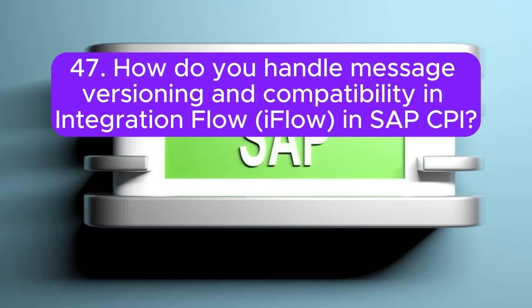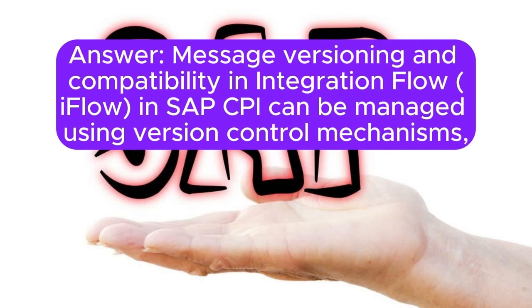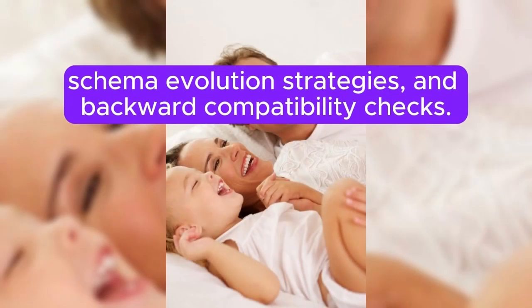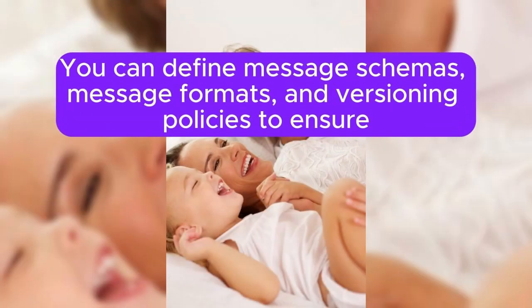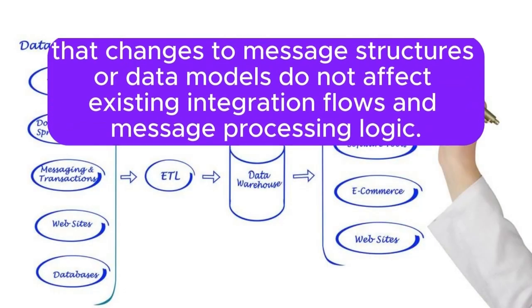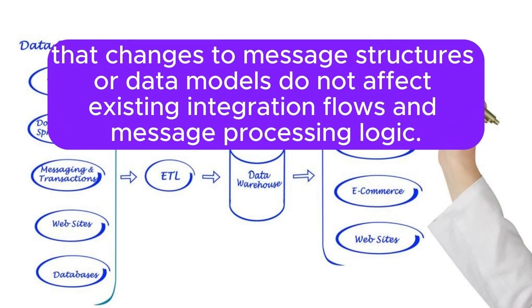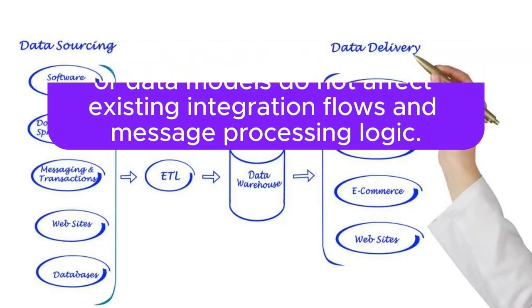47. How do you handle message versioning and compatibility in an integration flow (iFlow) in SAP CPI? Answer: Message versioning and compatibility in iFlow in SAP CPI can be managed using version control mechanisms, schema evolution strategies, and backward compatibility checks. You can define message schemas, message formats, and versioning policies to ensure that changes to message structures or data models do not affect existing integration flows and message processing logic.